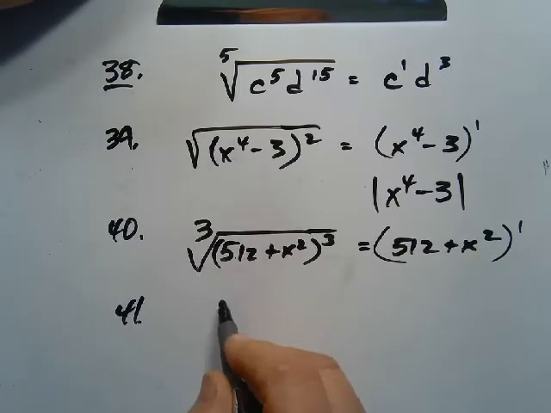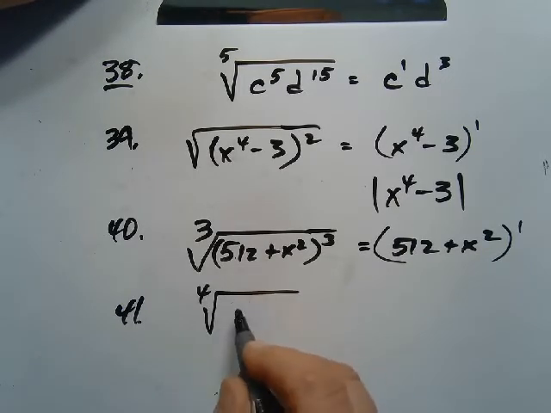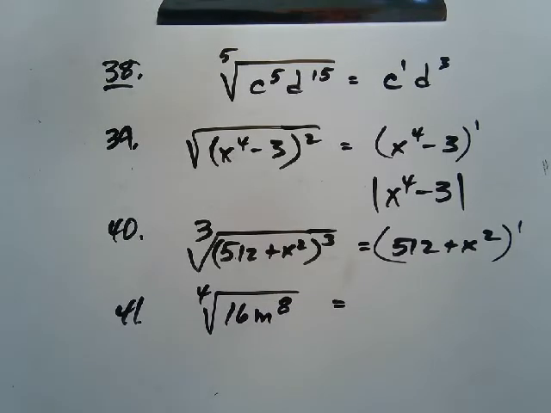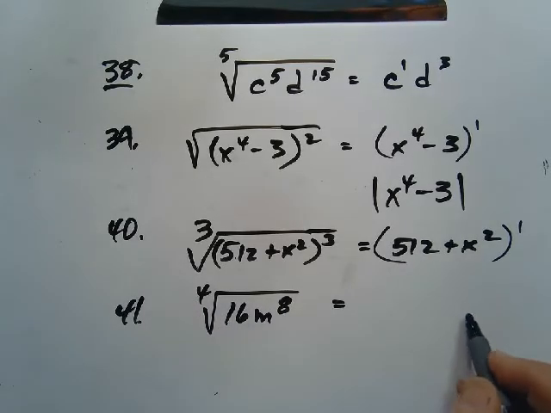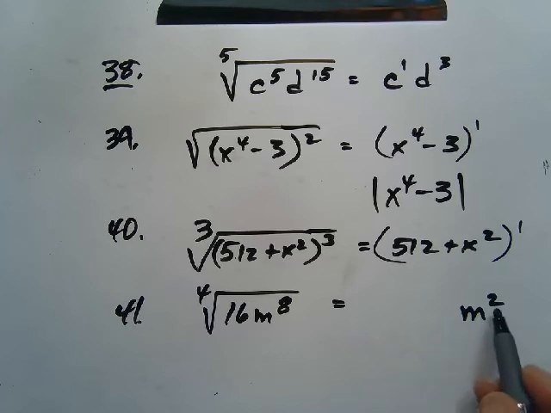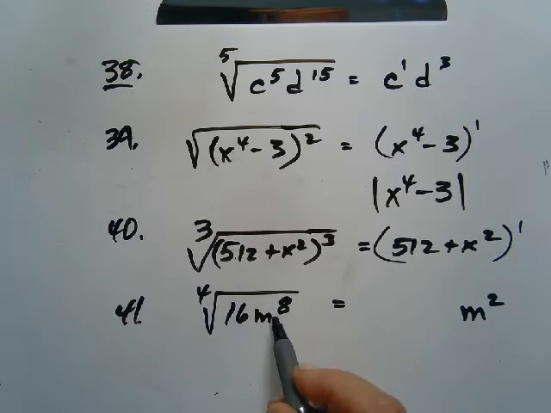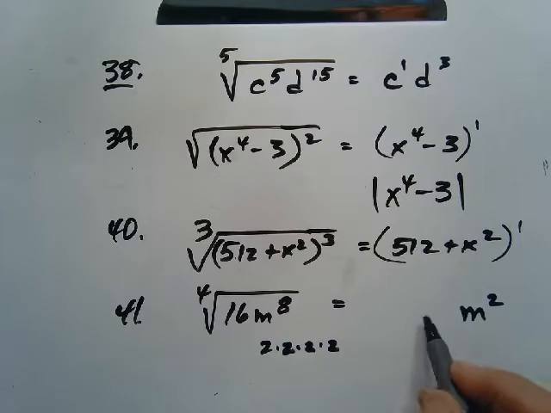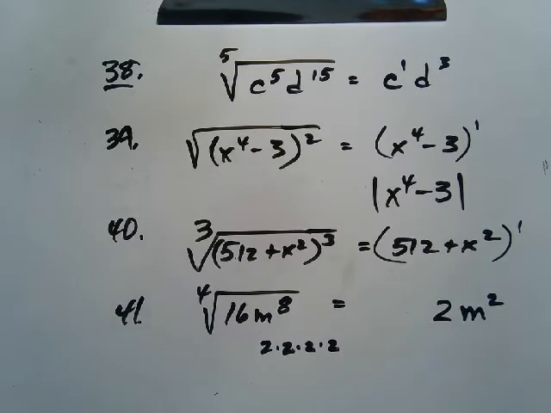Number 41, the 4th root of 16 m to the 8th. All right, so we're going to be taking the 4th root of 16 and the 4th root of m to the 8th. Well, let's do m to the 8th first because I can just divide the exponents here. So it's going to be m squared. 4 goes into 8. M squared 4 times would give me m to the 8th. And what's the 4th root of 16? Well, let's see. 2 times 2 is 4, times 2 is 8, times 2 is 16. Yeah, it happens to be 2. The 4th root of 16 is 2. So your answer is just 2 times m squared.